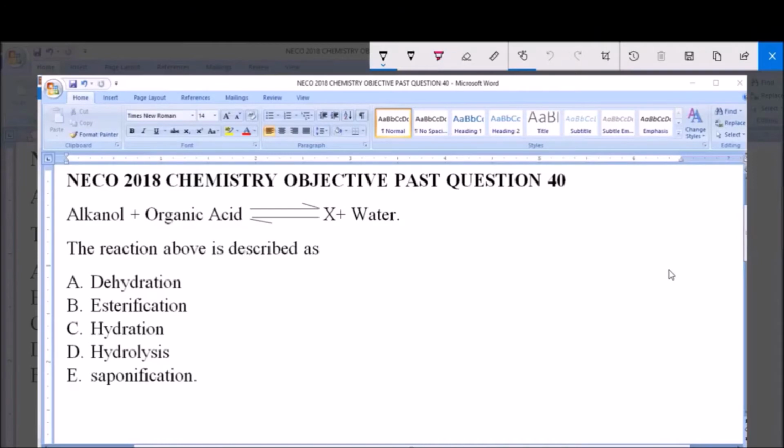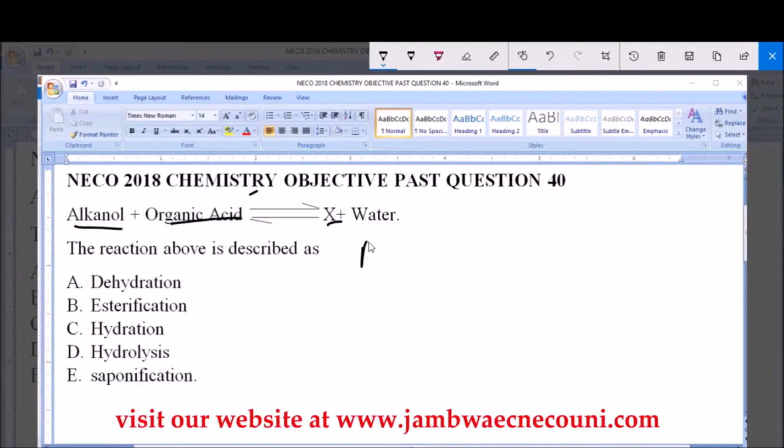Hello and welcome. I will be answering Neco 2018 Chemistry Objective Past Question 40. So we have a reaction here between an alkanol and an organic acid to give an unknown compound X and water. So the reaction above is described as A. Dehydration, B. Esterification, C. Hydration, D. Hydrolysis, E. Saponification.